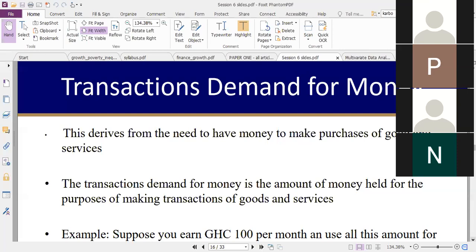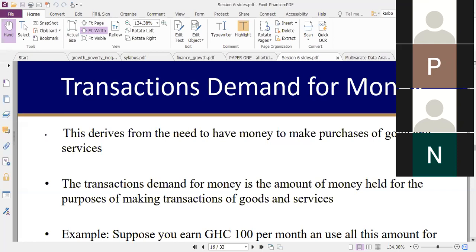Okay. And that is why we are saying for precautionary measure. Let's say you take care of home, you need money to cater for her. Now, with the transactionary measure, the main purpose is to buy goods and services. Maybe you need food, you need money to buy; you need clothing, you need money to buy; you need something, you need money to buy. So all these things are transactionary demand for what? Money.